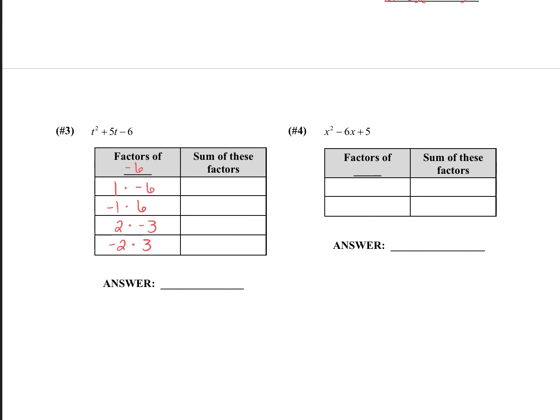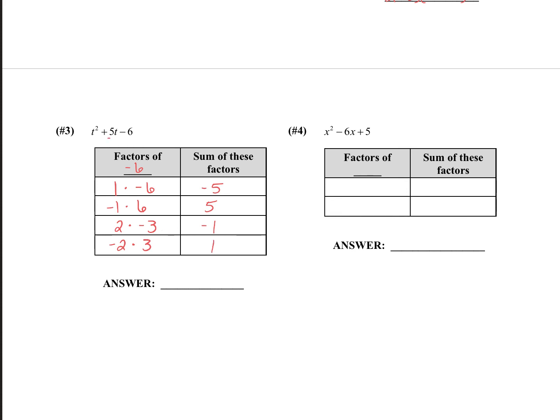Now we're going to find the sum of these factors. So adding them together, all right, but if we add a negative, it's the same as subtracting. So 1 minus 6 is -5. -1 plus 6 is +5. And we have 2 minus 3, we have -1. And then we have -2 plus 3 is +1.